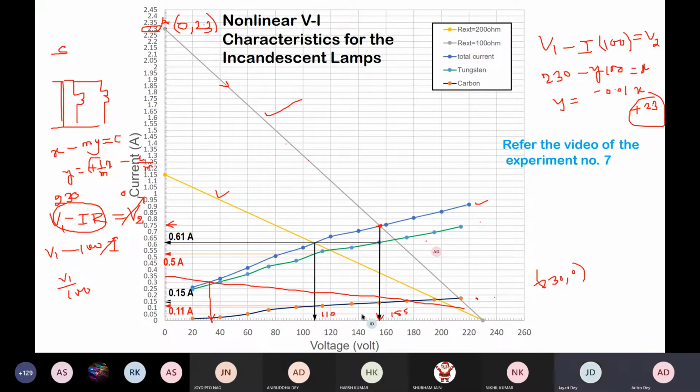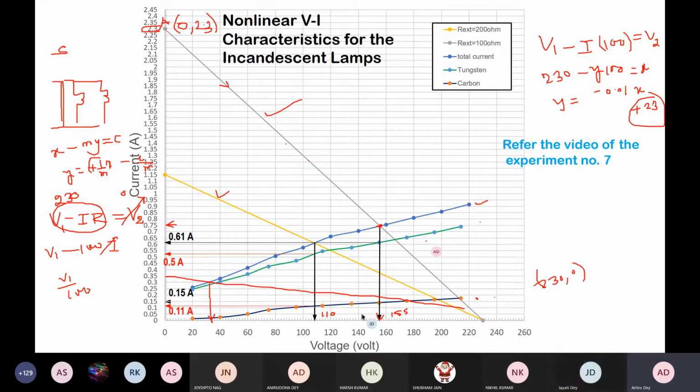I hope now it is clear. For various REXT, you can get it from here only. You need not go for any experimentation. Once you have drawn the no load characteristics and you know your R external or R load, you can easily get it graphically from this graph only. No need of any experimentation at all, because the experimental veracity of the results has already been shown to you.